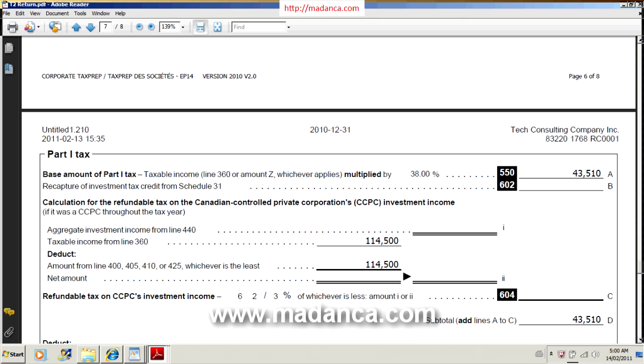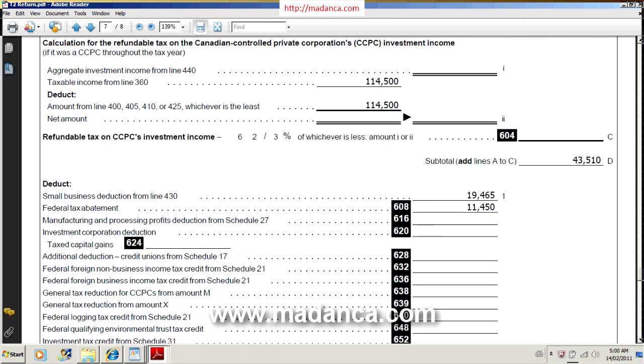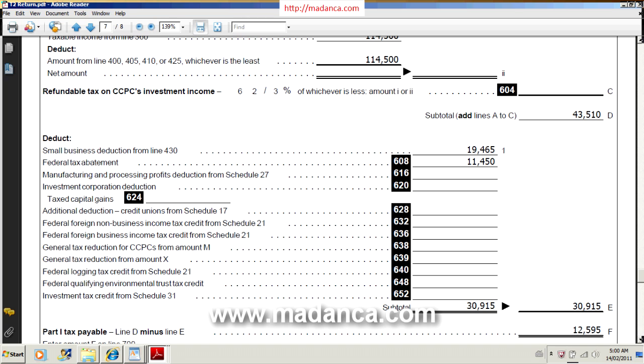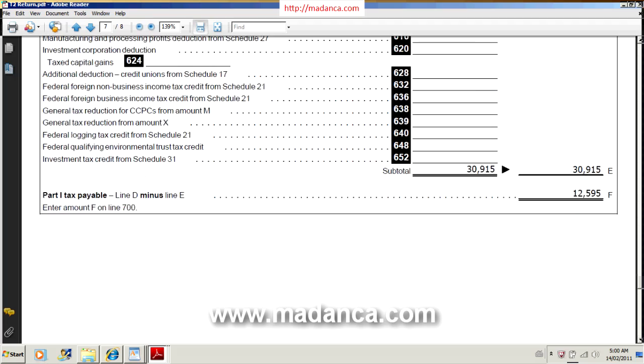Let's continue. The base amount of Part 1 tax on line 550, again, is another formula, which is the net income, $114,500, multiplied by 38%. The small business deduction calculation we saw above. The federal abatement calculation is also above. So when we take the $43,510 minus the small business deduction minus the federal tax abatement, we get Part 1 tax payable of $12,595.